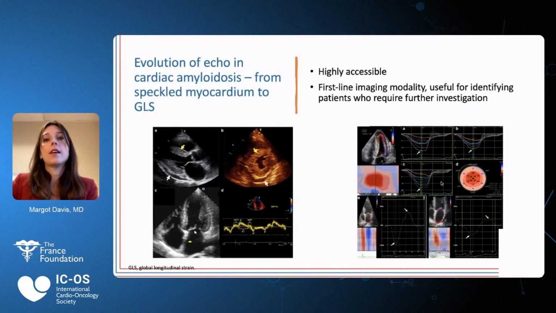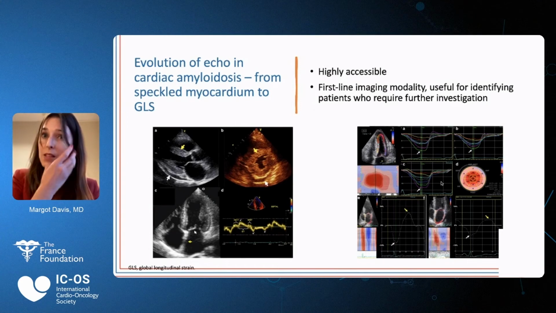So we've seen that there's been enormous evolution of echocardiography in cardiac amyloidosis, starting with historically comments on speckled myocardium to now where we can do strain imaging and really identify amyloidosis with a fair degree of specificity. Echo, of course, has great advantages. It's highly accessible. And so really the role of echo in amyloidosis at this point is best suited to being a first-line imaging modality, useful for identifying patients who really require further investigation.